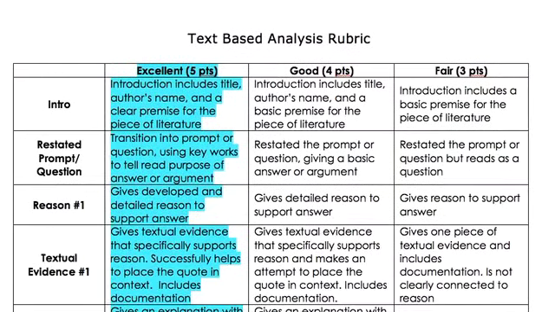So, within the text-based analysis rubric, there are 10 main items that make up the rubric. The first is the introduction. To receive a score of excellent, be sure to include the title of the novel, the author's name, and a clear premise for the piece of literature.